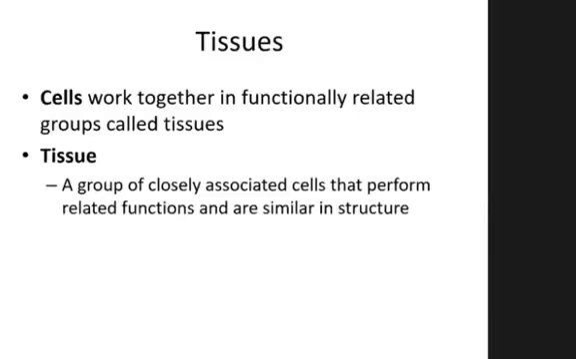Let's start with the definition of tissues. Remember we talked about cells last time, and that's the individual cell. Now we're talking about tissues, which are cells working together as a related group, and that is the definition of a tissue. Tissues are always closely associated cells that perform similar functions in their structure.